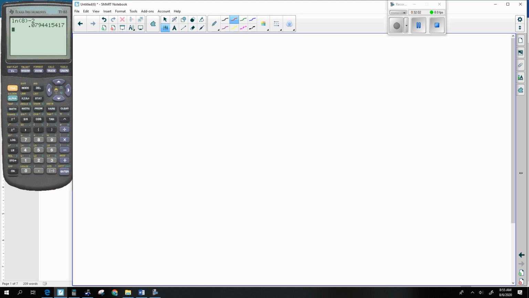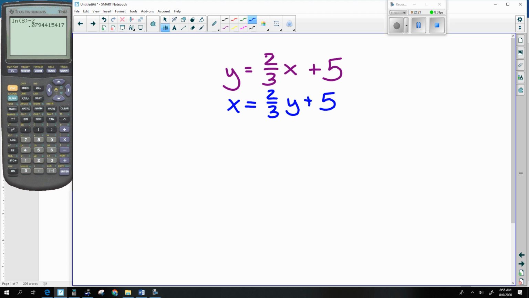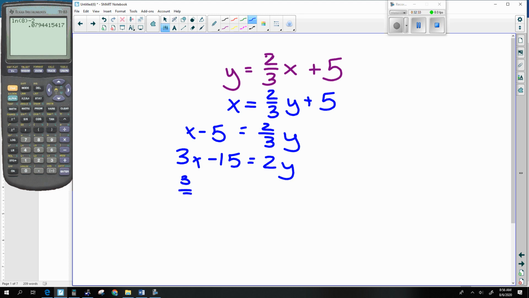Just thinking of inverses. Again, the idea of an inverse is, if I have an equation, an inverse is switching all the y's to x's and all the x's to y's, and then resolving it. So thus you can have yourself an inverse.